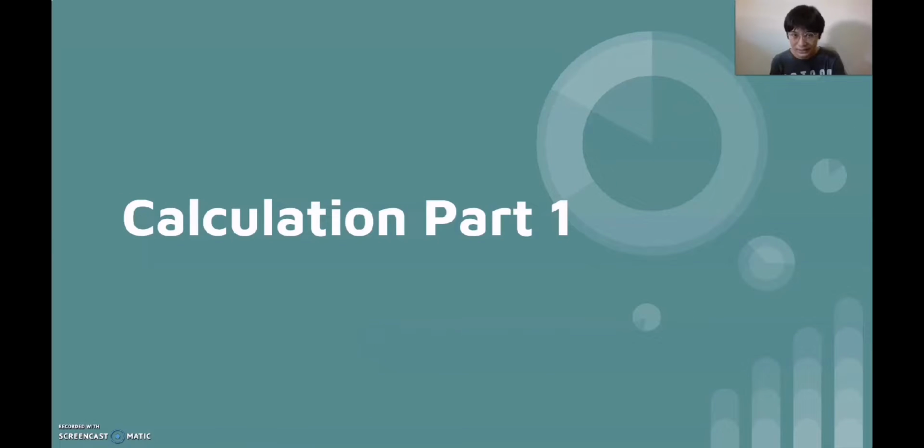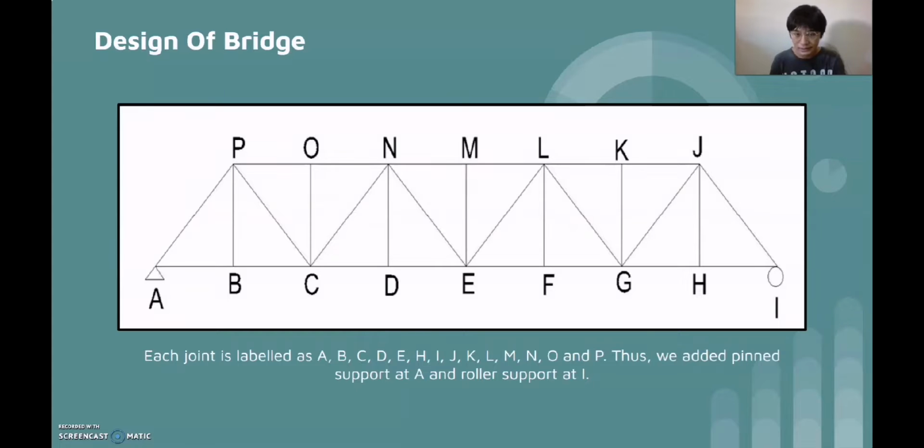My name is Kevin Chatisian, and I'll start presenting calculation part 1. This is the design of our bridge. Each joint is labeled as A, B, C, D, E, H, I, J, K, L, M, N, O, and P. Thus, we added pin support at A and roller support at I.